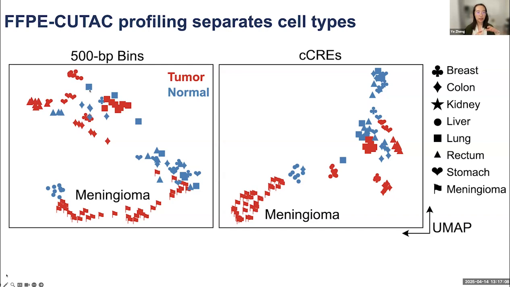Showing here are two UMAPs, starting with the meningioma. The left one is where we bin the whole genome by 500 base pairs, and you can see the different cancer types can already be separated. However, if we zoom in on a more meaningful region using the cis-regulatory element region, defined by ENCODE, we get improved separation of meningioma and all kinds of other cancer types compared to the normal.